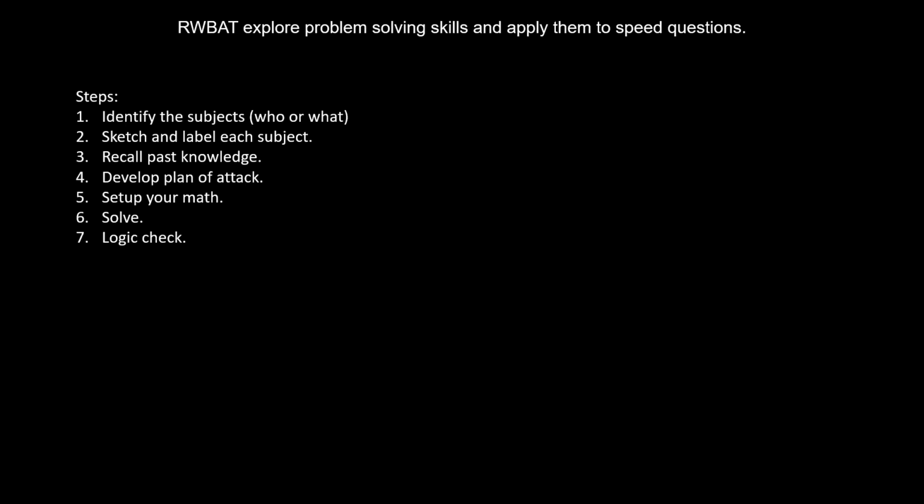So we're going to go over a couple of steps. And these are just really good steps for any problem-solving that you have, whether it's in math or science or even in real-world situations. You first want to identify the subjects, the who or the what. What are we solving? This is what we want to know. Then we're going to sketch and label, so that means to draw. The reason I want you all to draw is it really frames your mind about what's going on in the problem.